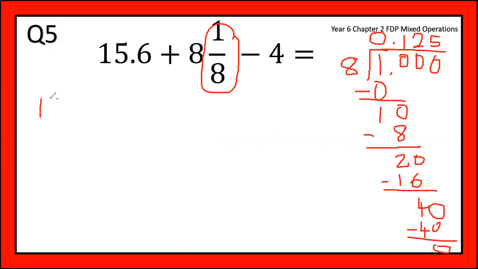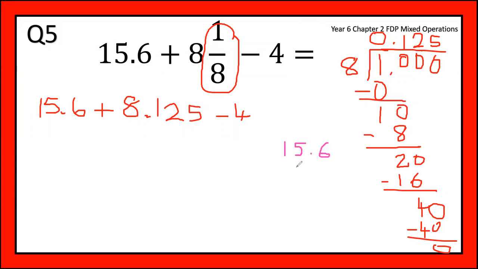Rewrite this sentence again: 15.6 plus 0.125 minus 4. So now all you need to do is solve it in the standard written method. So let's take 15.6 plus 0.125. Of course, there is a 0 here, 0 here. That gives us 5, here 2, 7.